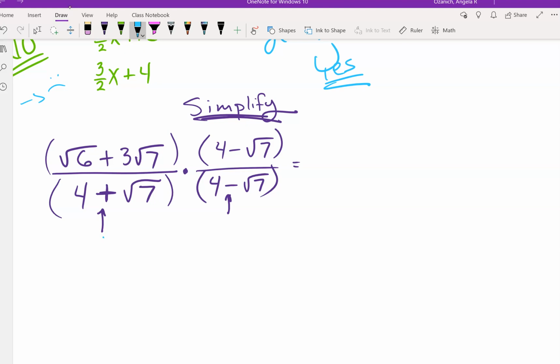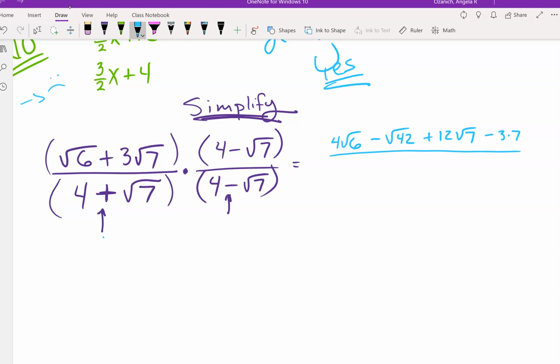Now on the top, I got a lot going on. So I'm going to distribute, and I'm going to get 4 root 6, and then it looks like minus root 42. Is that a song or a road or something cool like that? It seems like it might be. And then I get plus 12 root 7. And then I get 3 root 7 times root 7, which is going to be minus 3 times 7, which is going to end up being 21 on the top. And we'll simplify that more in just a second.